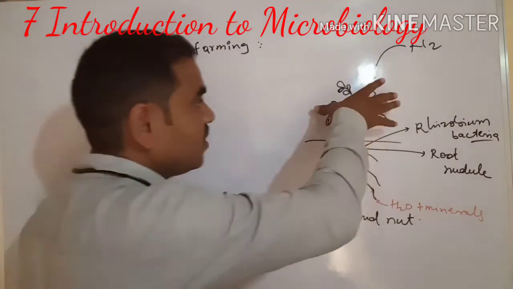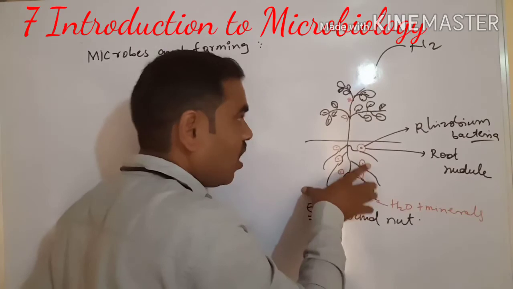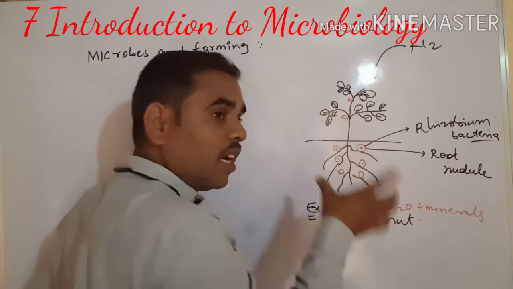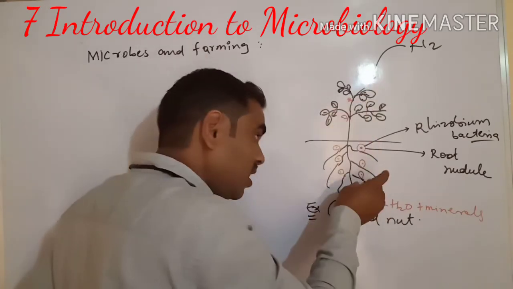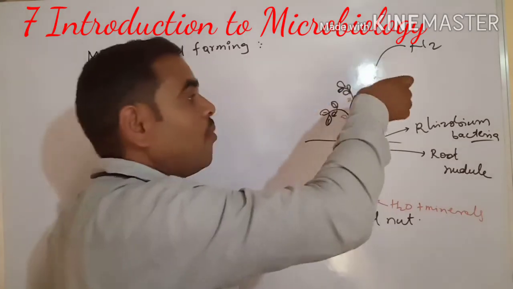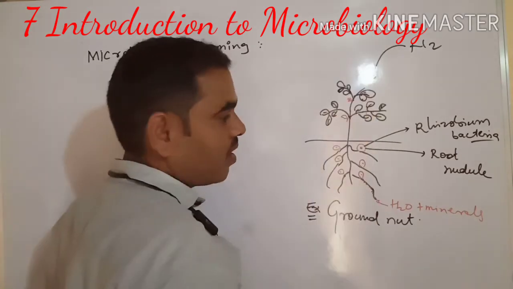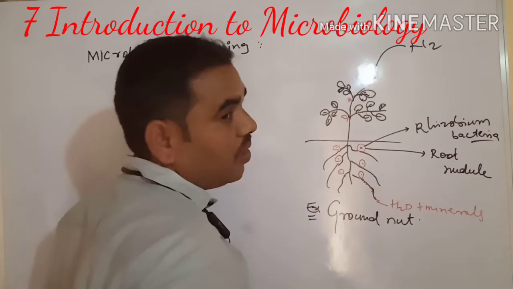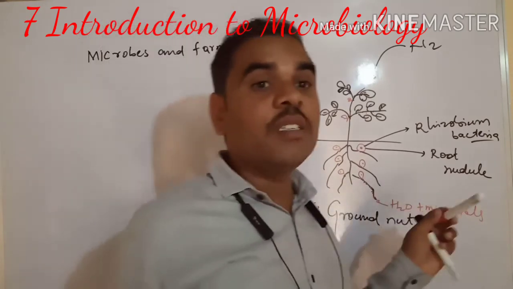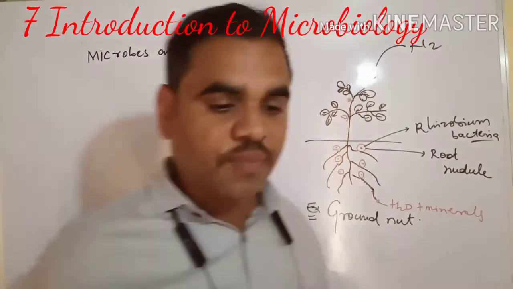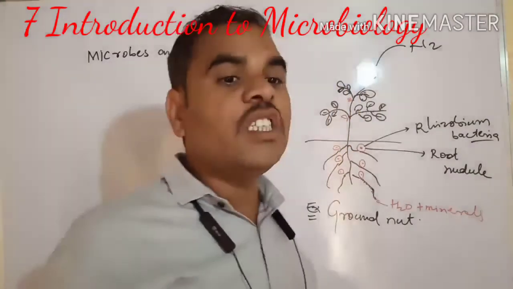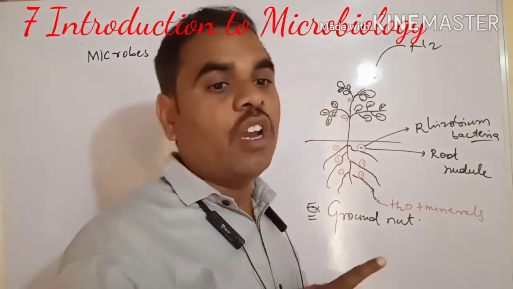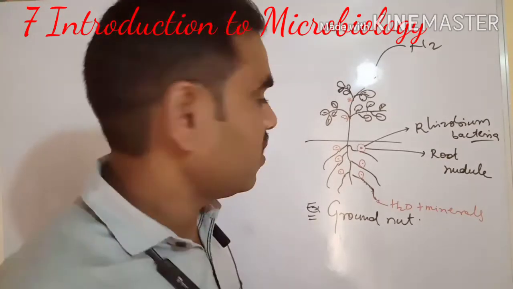See, the plant gives shelter to these bacteria, and these bacteria prepare the ammonia and give it to the plant. The plant grows healthy. Ammonia is prepared in the plant nodules. Okay, so it is useful. We call these the leguminaceae plants.